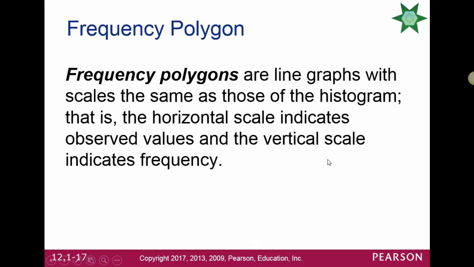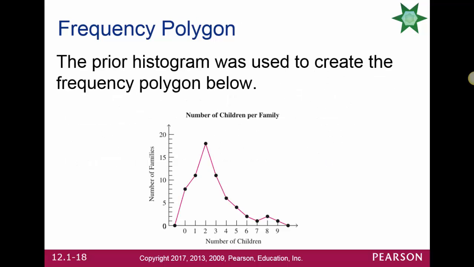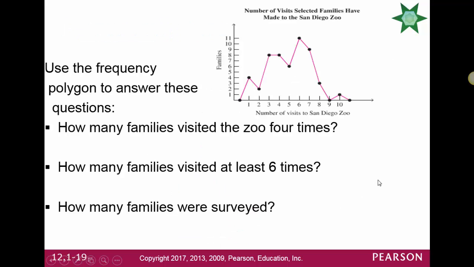A frequency polygon is a line graph that scales the same as those of the histogram. The horizontal axis indicates the observed values, and the vertical axis shows the frequency. And instead of having bars, we connect where the top of the bar would be with lines. So this is the one we were looking at with the children per family, and here's the frequency polygon. Use the frequency polygon to answer this question.